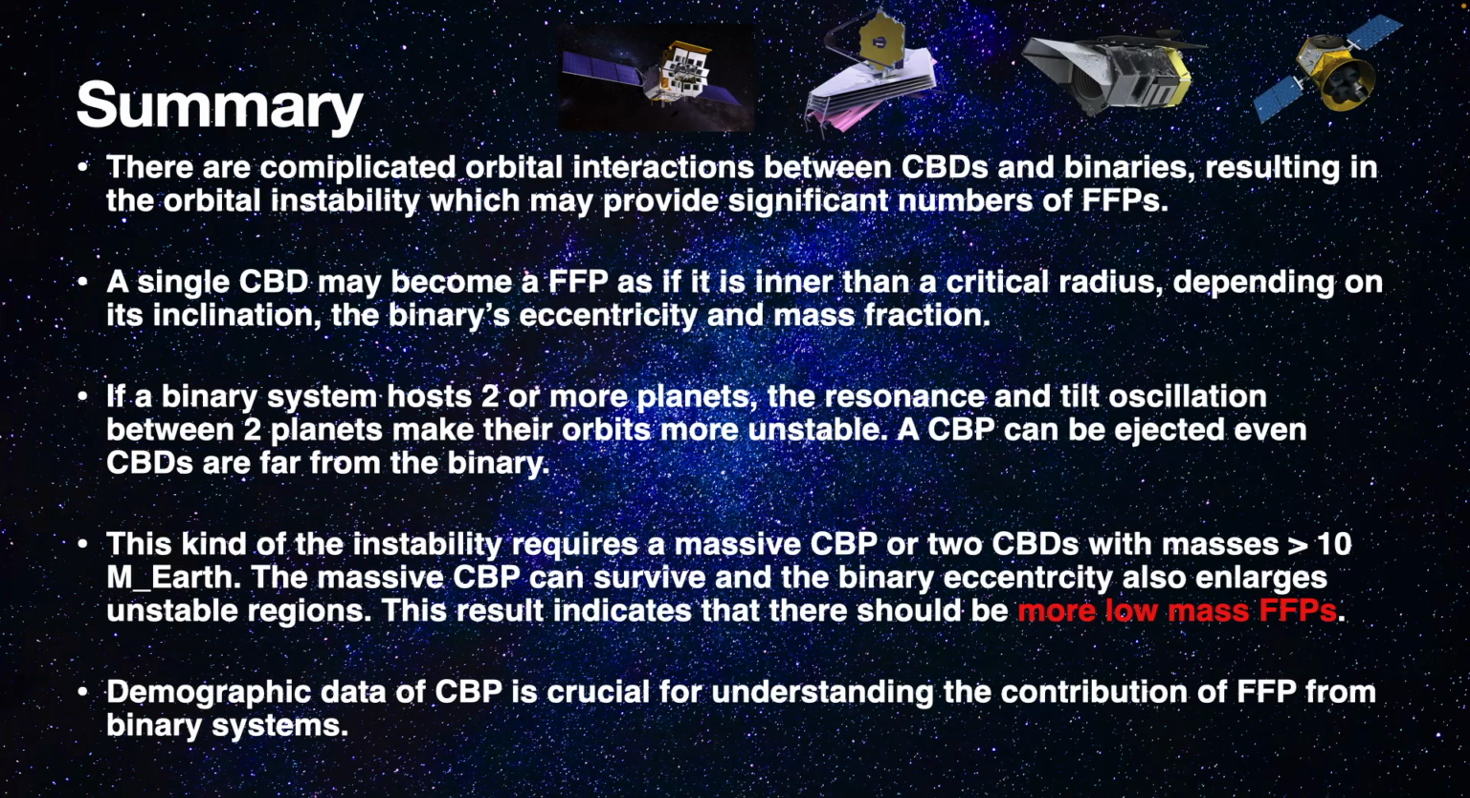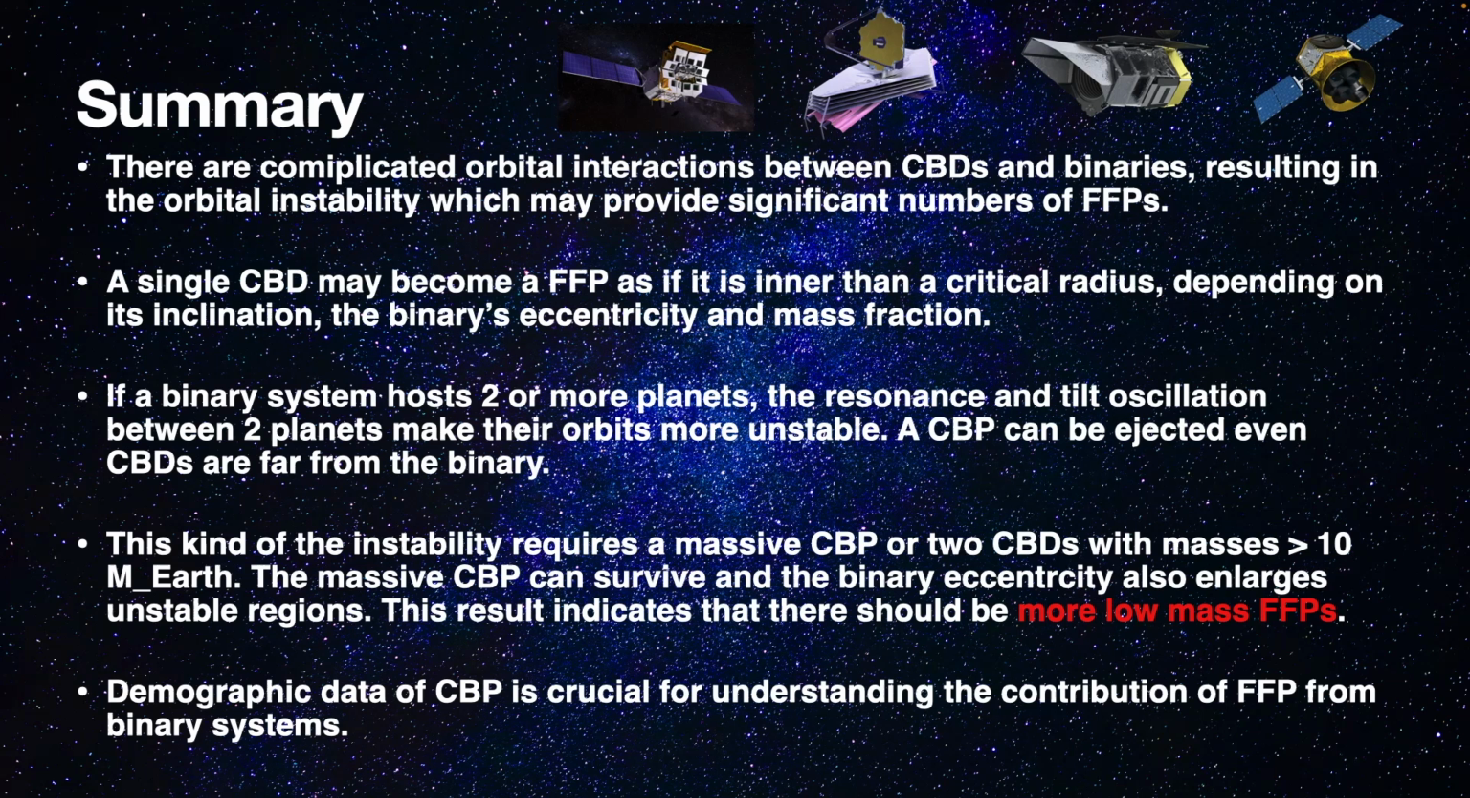And this actually doesn't just depend on binary eccentricity or its mass fraction. It also depends on its inclination, because I have shown that there's a given orbital dynamics from the interaction with a given eccentric or circular binary. And if the binary hosts two or more planets, the resonance and the separation between the two planets play a role. So even though their separation is really far, they can still be stable. And then the massive planet can survive.